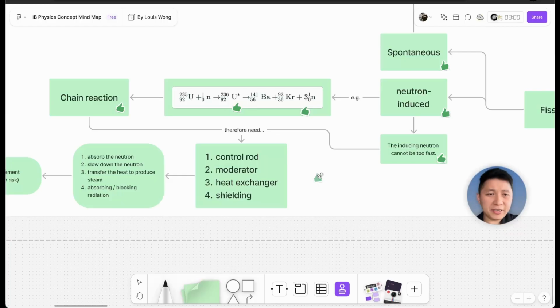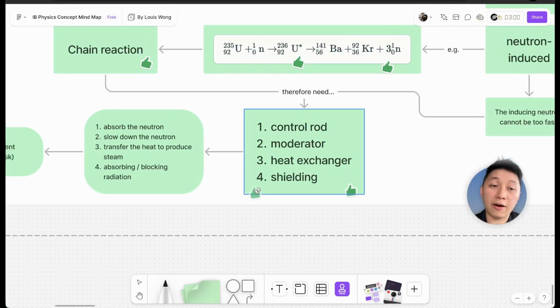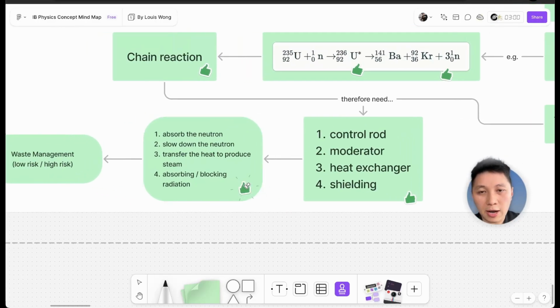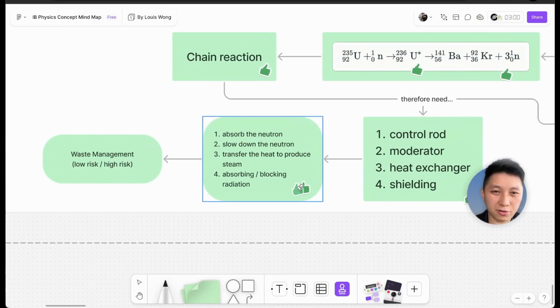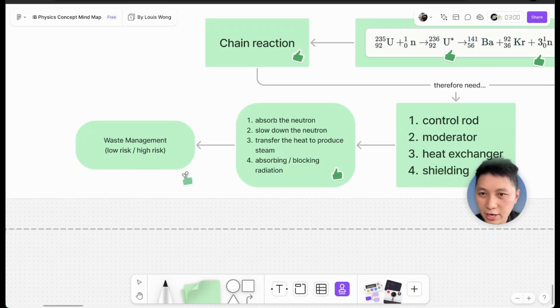Regardless, it's not easy to maintain the reaction rate the way we want, and therefore we must introduce some devices. These are the names: control rod, moderator, heat exchanger, and shielding, for different purposes. So you can just refer to this. If you're not sure, then perhaps read the textbook or find more information to check.